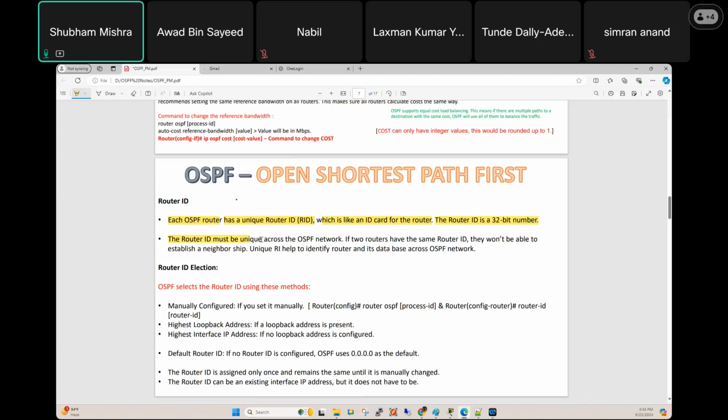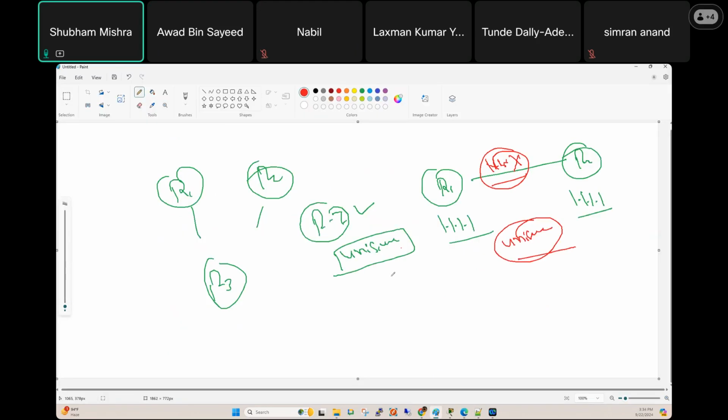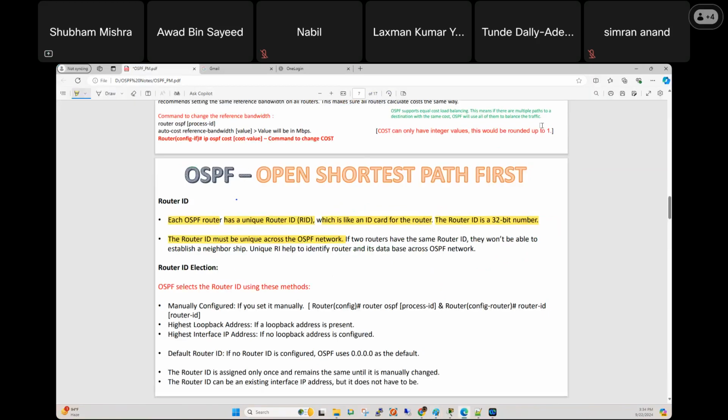This router ID must be unique across the OSPF network. I told you, right now, for example, there are multiple routers, 5, 6, 7, 10 routers. Every router ID will be unique, then all the routers will identify which router a database belongs to. Getting my point, everyone? Yes or no? If two routers have the same router ID, they won't be able to establish the neighborship.